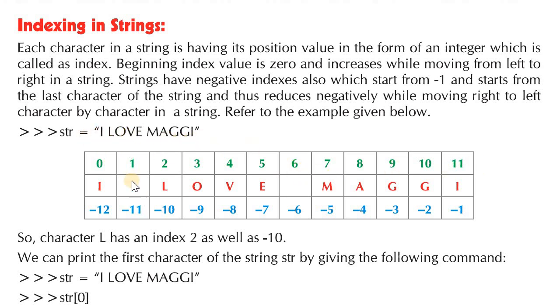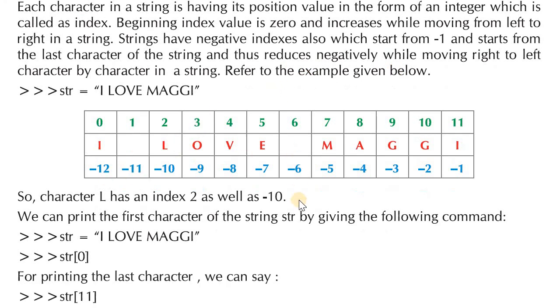So the string is I love Maggie, I am writing it like this. Now strings have negative indexes also, which start from -1. You start from the last character of the string and the index reduces negatively. So we can have both possibilities. Either you start with 0 from the extreme left, or you start with -1 from the extreme right and move backward. I think the first one, the 0, 1, 2, 3, 4 approach, is the better one. Well, it's up to you.